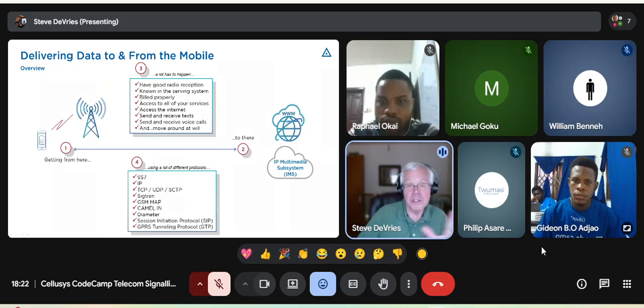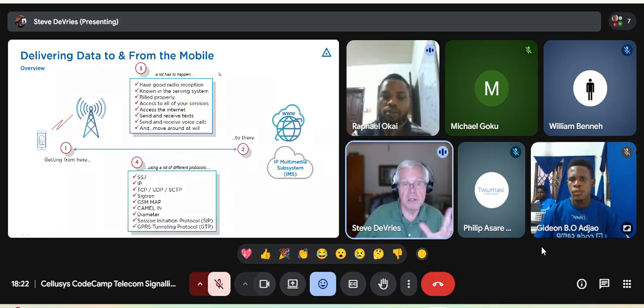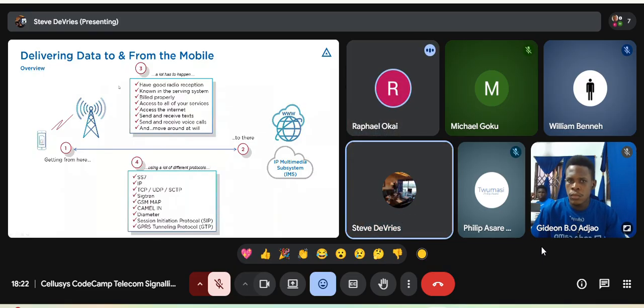Now, we have time for, I think, just one more protocol left to look at very quickly. And that's delivering data. Yep, please.